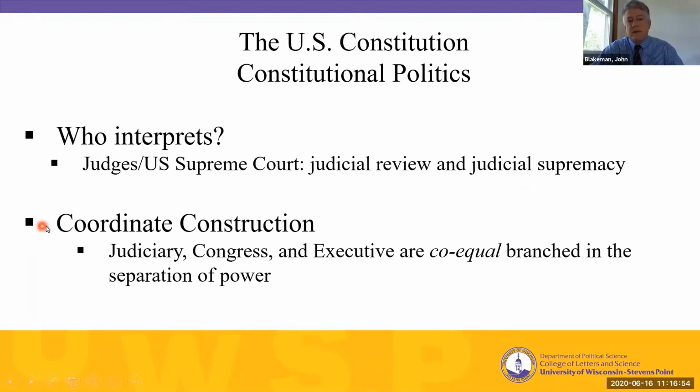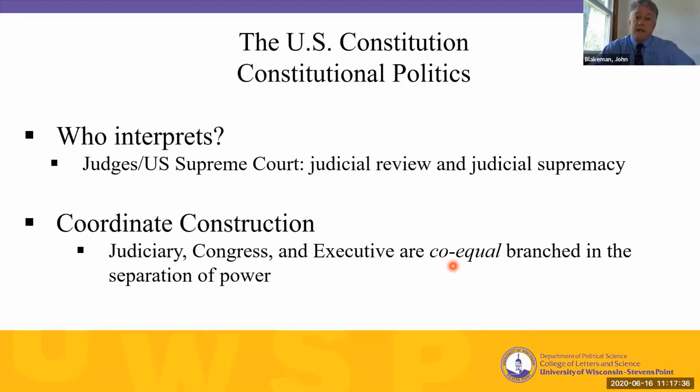There's another concept to think about here too, what we call coordinate construction. And we have to remember that the judiciary, Congress, and the executive branch are co-equal. In our constitutional system, they are meant to be equal to each other. Now, one branch may have a check or balance over the power of another branch of government. Absolutely. That's what the separation of powers is. That's what checks and balances means. But the separation of powers also means that each of the three branches is equal to the other two.